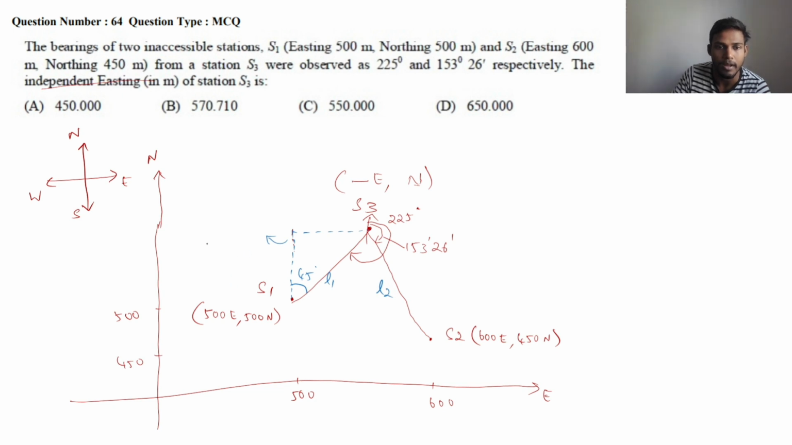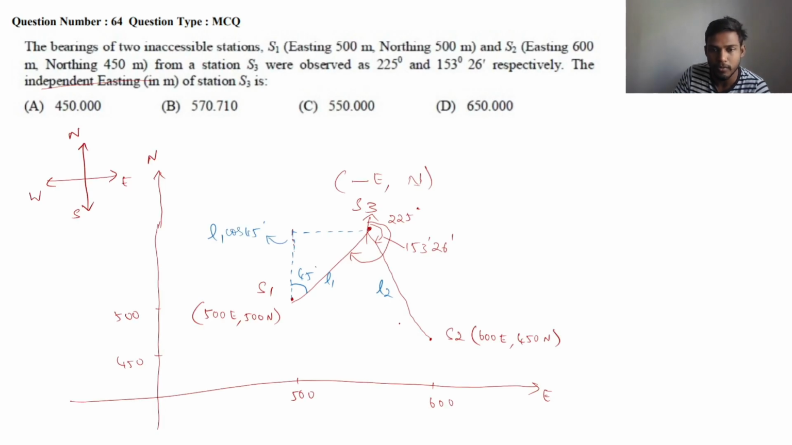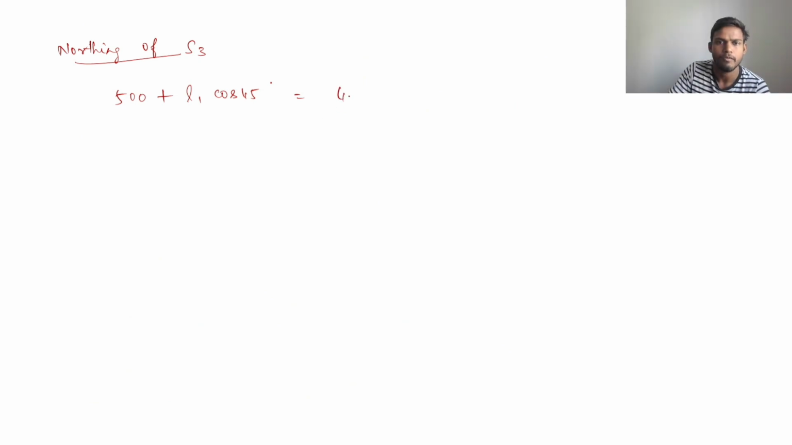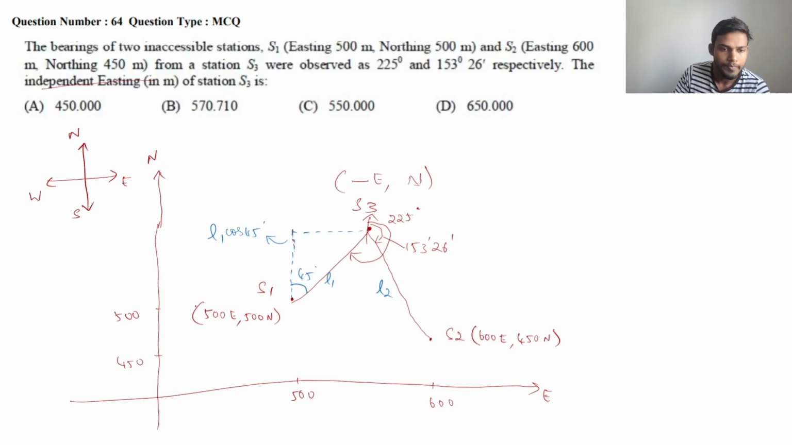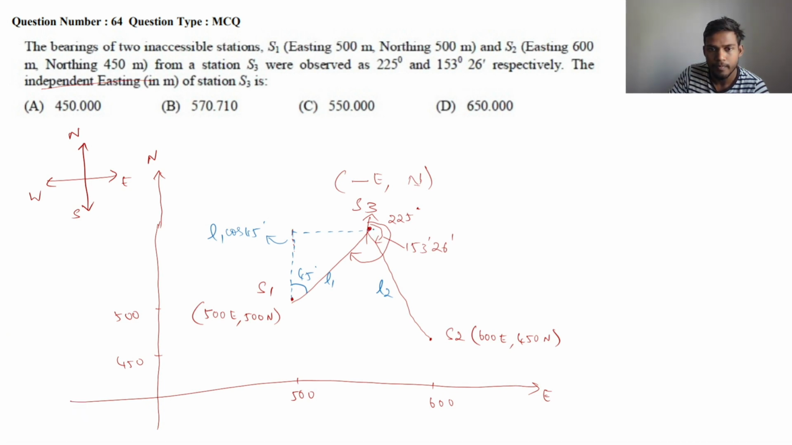So it will be equal to L1 cos 45, 500 plus L1 cos 45 is equal to, with respect to S2, 450 plus 450 plus its vertical distance. So that is 450 meter plus this vertical distance.